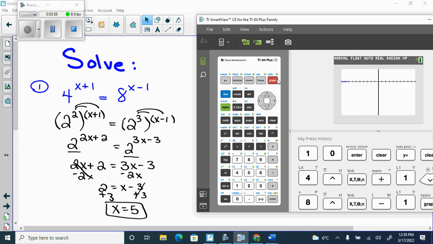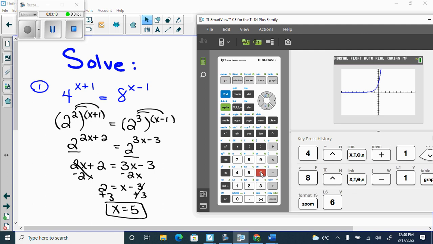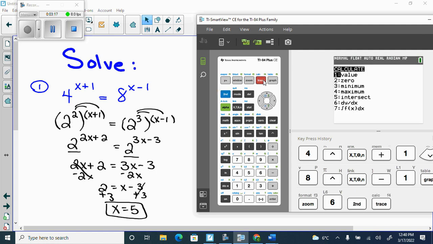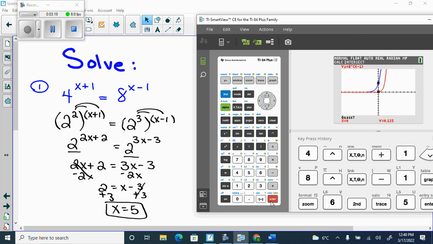And then I press graph. My window's weird, so I'm going to go zoom 6. I don't care where it's crossing, I'm going to try it. Second, trace, 5, enter, enter, enter. So whenever it says solve, and I have two equations, one on each side, I can always use y1, y2 and find out where they intersect. It'll always give me my answer, so it's always a way I can check it. And it says x equals 5.